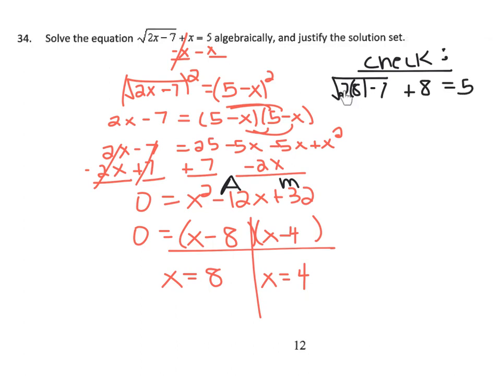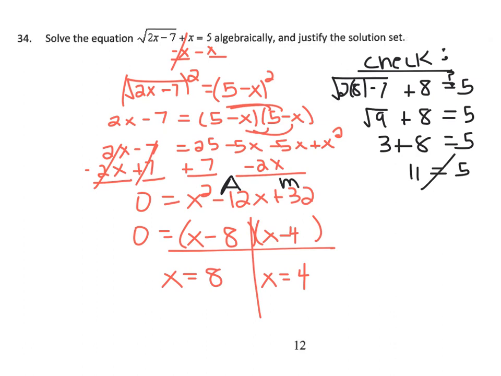Okay, so 2 times 8 is 16, and 16 minus 7 is 9. So here we'll have the square root of 9 plus 8. And I'm going to bring down the equals 5. I should really put a question mark on top of this because we don't know if that really equals or not. So since the square root of 9 is 3, 3 plus 8 is 11, which definitely does not equal 5. So x equals 8 doesn't work for us. That's called an extraneous root. It does not check back into the original equation.